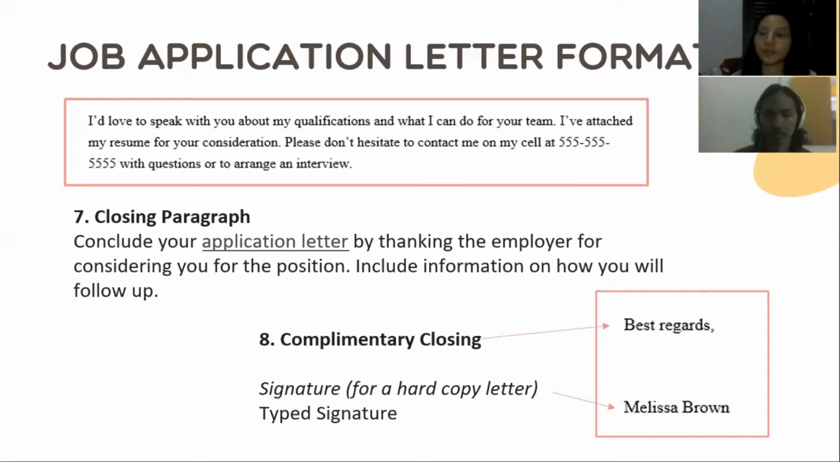And then right after the closing paragraph, there's the complimentary closing. This is usually best regards or sincerely. Just be sure to use a formal complimentary closing, not something like with love. Just best regards or sincerely would be nice. And then your name, and usually in this blank space, people would provide a signature if they make a hard copy of the application letter.